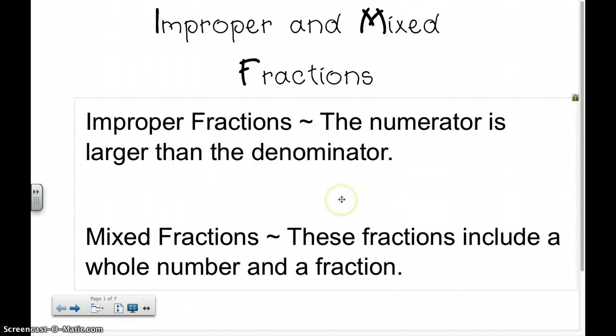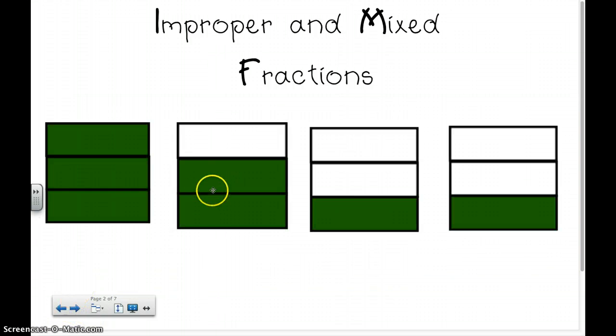So let's talk about improper and mixed fractions. Improper fractions, that is when the numerator is larger than the denominator. Mixed fractions, these fractions include a whole number and a fraction. Make sure that you record that on your recording sheet, and if you have any questions, please feel free to ask your teacher and bring it into school, and we can explain it to you some more. Let's talk about improper fractions and some examples.